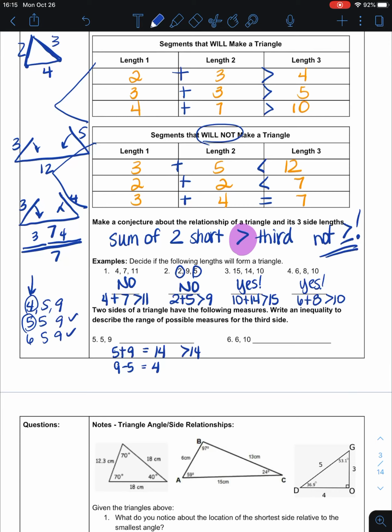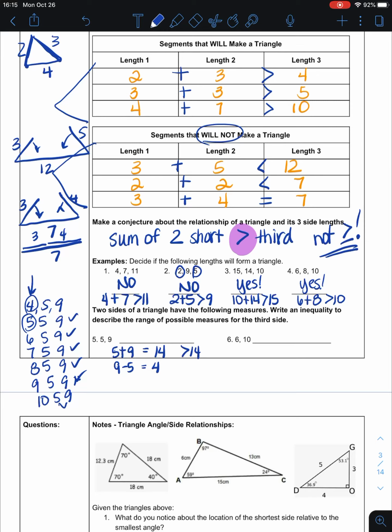What about 6, 5, and 9? Well, that would work. 11's bigger than 9. 7, 5, and 9. Well, that's 12, which is bigger than 9. 8, 5, and 9. That's 13. 9, 5, and 9. That's 14. So that works. 9 and 5 is 14, which is bigger than 9.